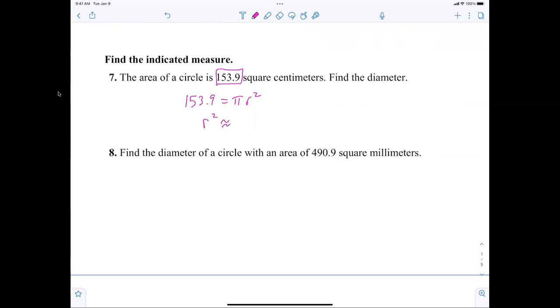I said r squared is approximately what? You took 153.9 and divided by 9. What is it? 48.987. Do you agree with that? Anybody? What? How do you get that, Tanner, come on now. It's 153.9 equals pi r squared. How do I solve for r squared? You gotta divide by pi.